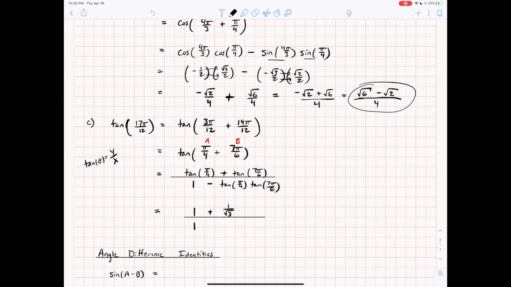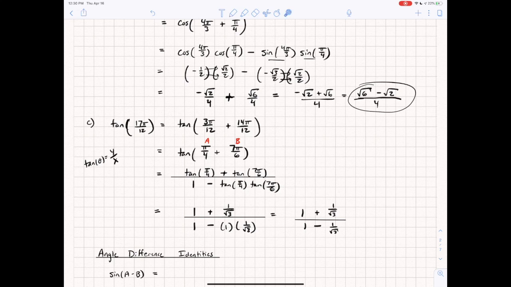All right, then I would have 1 minus. Well, we already have our answers now, so tangent of pi over 4 is 1. Tangent of 7 pi over 6 would be 1 over radical 3. So this would give me 1 plus 1 over root 3 all over 1 minus 1 over root 3. So notice that they don't simplify, right? They're not the exact same.